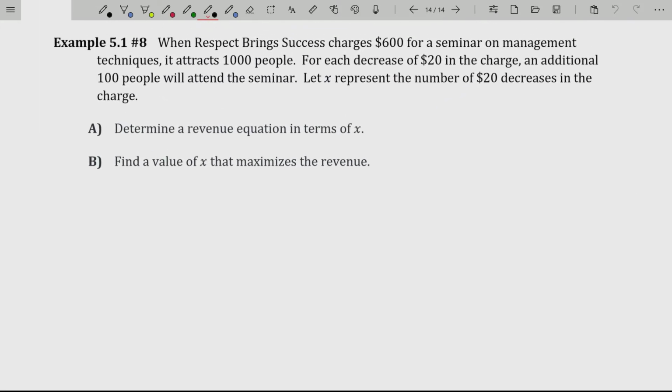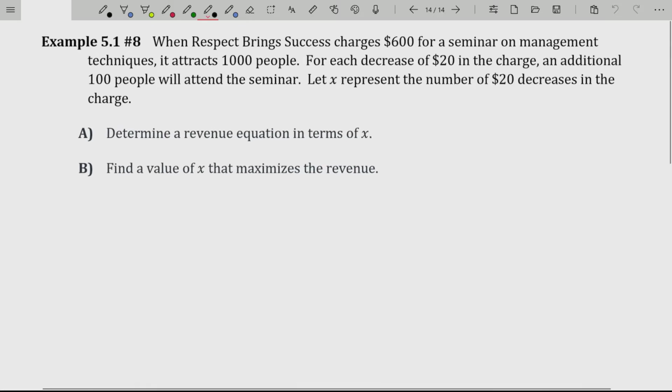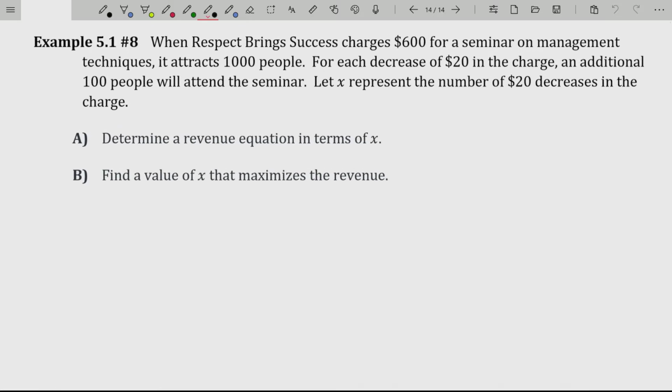And I love these styles of problems. These I give to my Algebra 2 students. And you should probably, because you've gone past Algebra 2, be fine with this stuff. But these are great for business models. So when a business charges $600 for a seminar on management techniques, it attracts 1,000 people. For each decrease of $20 in the charge for admission, an additional 100 people will attend. That makes sense. You lower the price, more people show up.